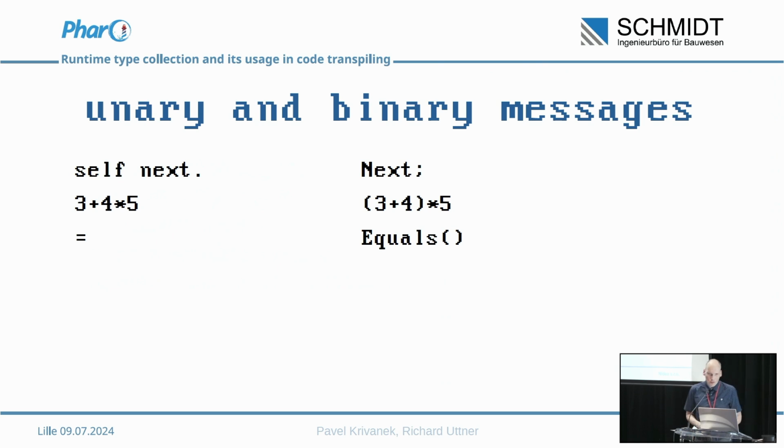For message sends, it's very simple. If you have unary or binary ones, then you just need to skip self, and they have an uppercase letter at the beginning of the method names. You, of course, need to adjust the priorities for binary messages, and some binary messages should be converted to actual method sends, like equals.